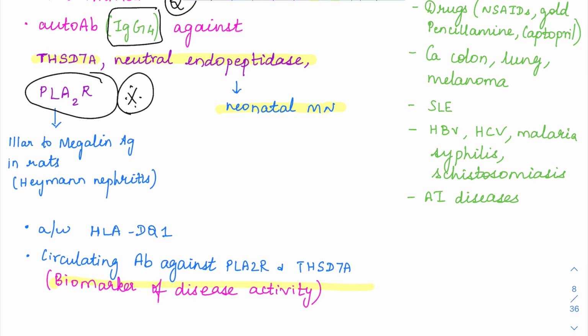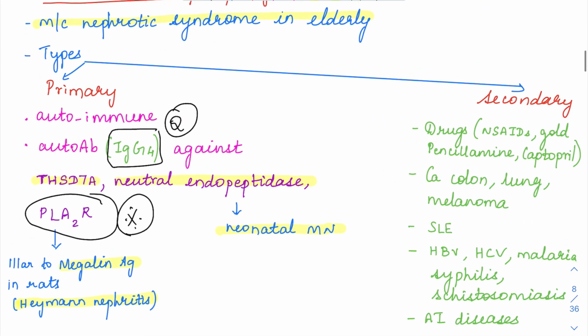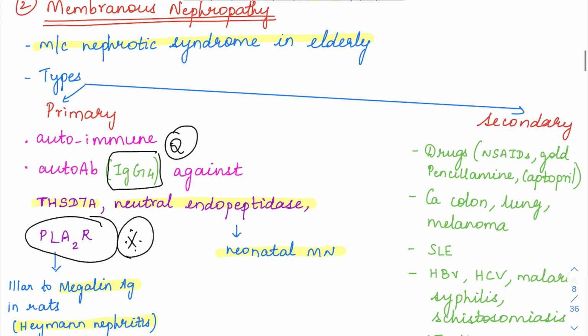Previously, in mouse models, they found there was a Mesangial antigen, and against this antigen, autoantibodies were formed, and that was called Heymann's nephritis. So, this model in humans is the one which they found to be primary membranous nephropathy. Okay, so phospholipase A2 receptor was the counterpart of this antigen seen in rats.